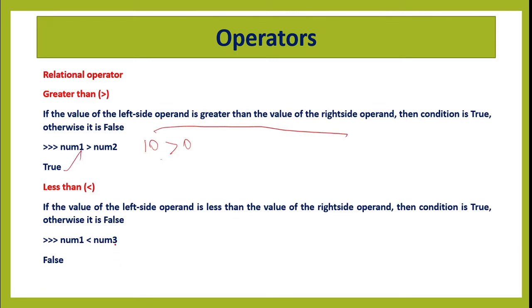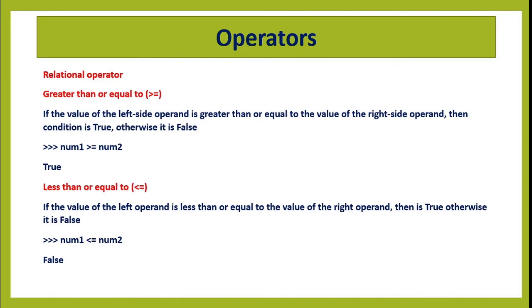The next one is less than. If the value of the left side operand is less than the value of right hand side operand, then condition is true. Otherwise, it is false. Okay, see the example. Num1 less than num3. So, num1 value is 10. Num3 value is also 10. 10 less than 10, false. Then the next one, greater than or equal to.